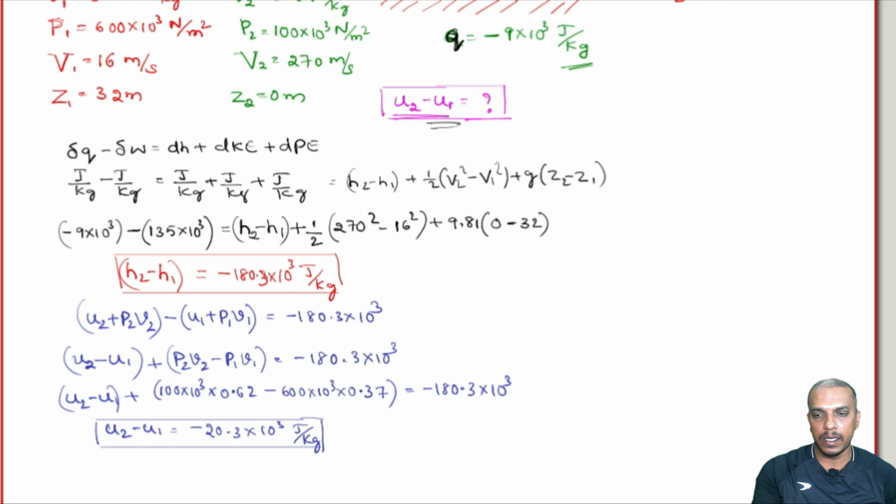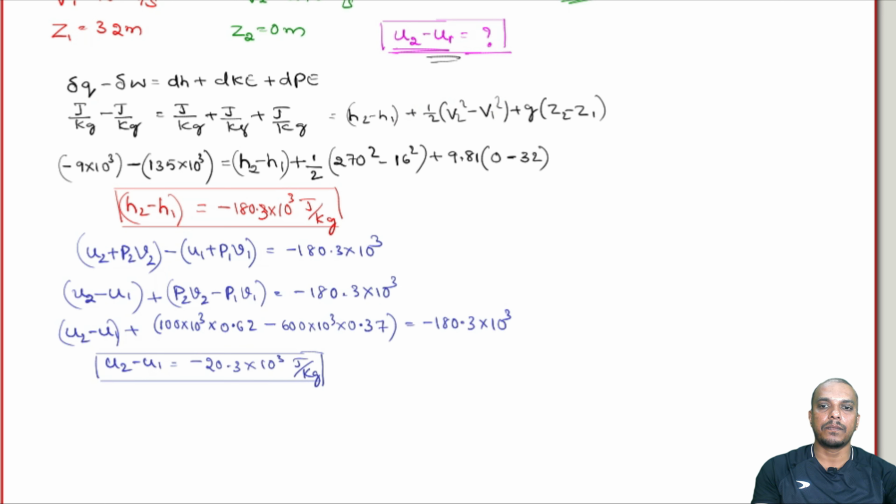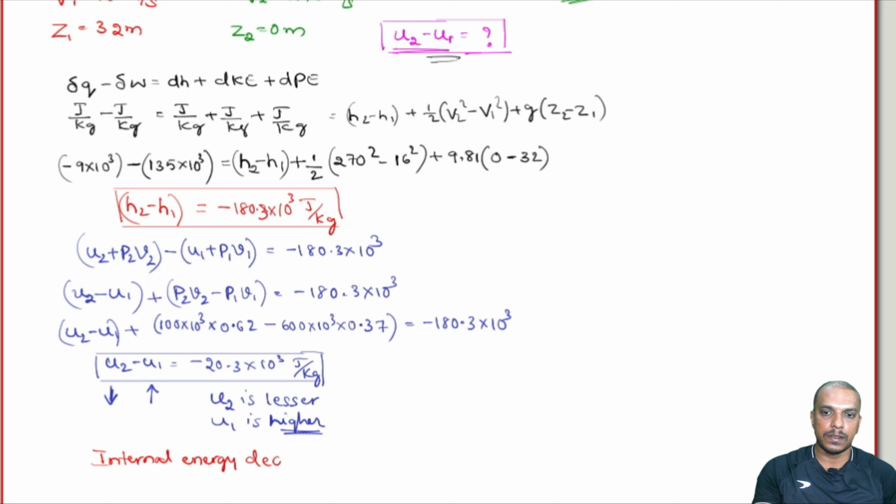Now what does it indicate? It simply indicates that if we are getting a negative value, this must be greater than this. So U2 is lesser, U1 is higher. So that is what a negative value indicates here. What is our comment now? Does the internal energy increase? No, it decreases. U2 is lesser. So internal energy decreases. All right. Thank you.